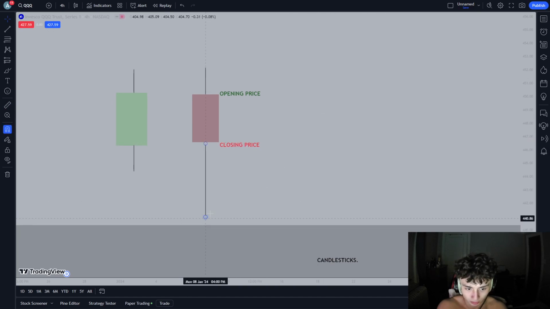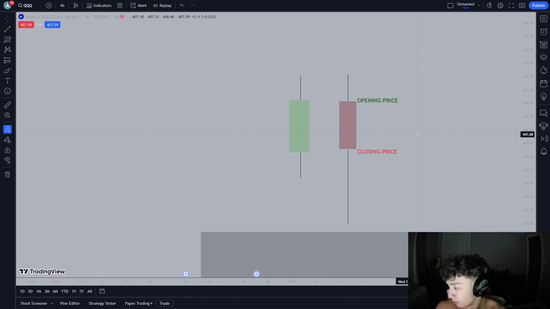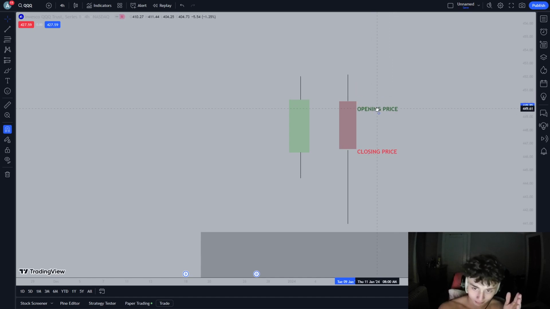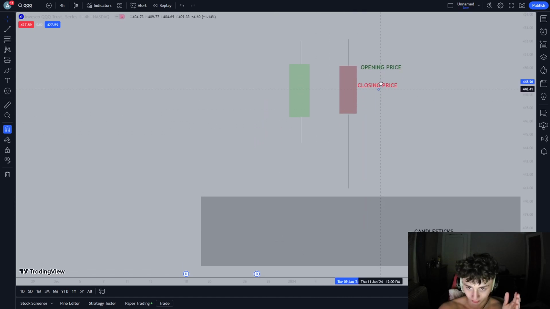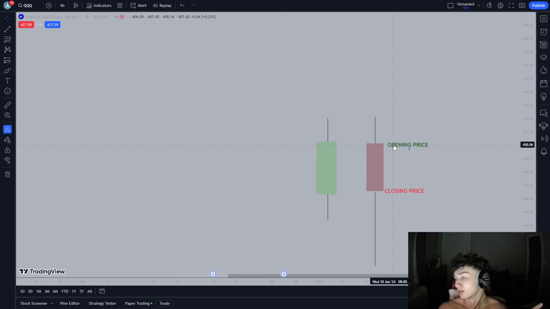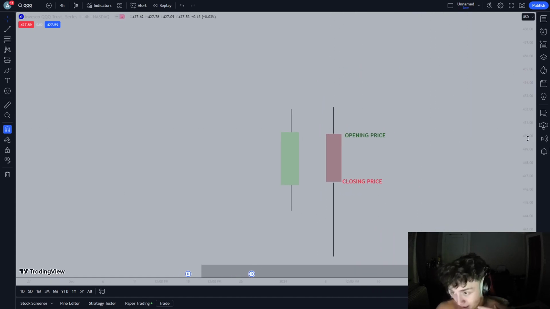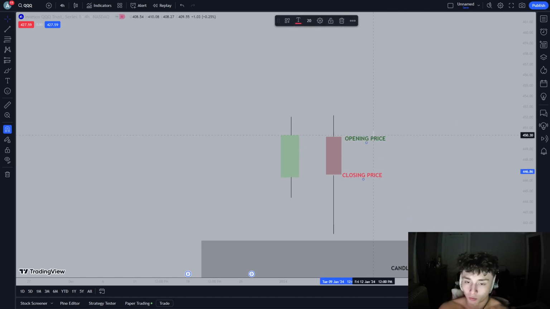They're called wicks, though. But anyway, so now that you understand opening price, it's just inverted. Look, opening price down here because it comes up. Opening price over here because it comes down. Shit trail, shit trail. Anyway, I'm going to teach you what these mean and how to read them.